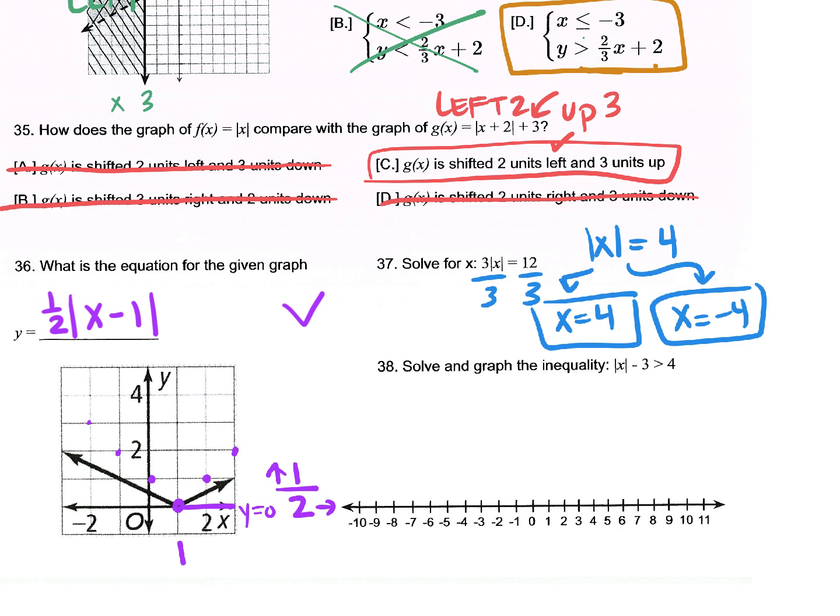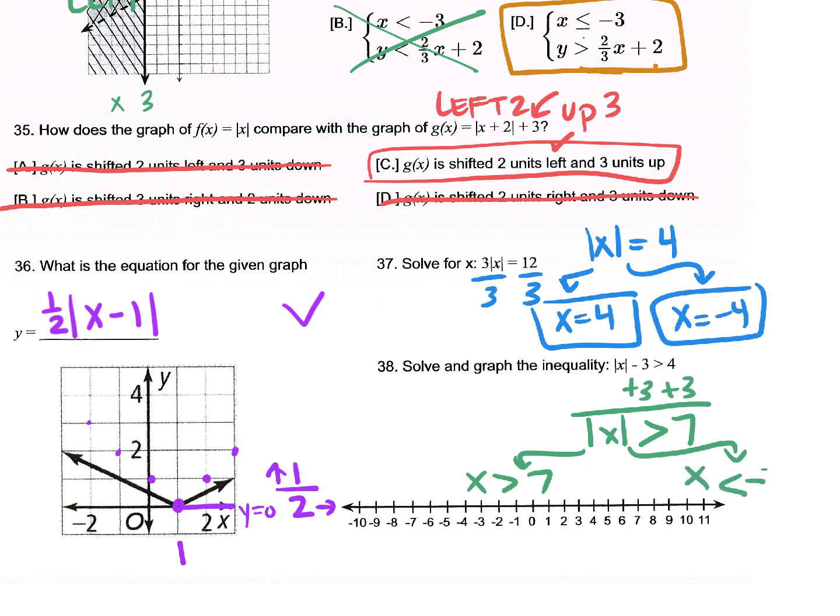38 is almost identical to that one, except it has an inequality symbol. You get the absolute values by themselves. In order to do that, you have to add 3 to both sides. You'd get the absolute value is greater than 7, 2 bars, 2 equations. The first one is copy and paste exactly as it's supposed to be. The second one is x is less than -7. So you have to change both of those. So it's a flip and a flip.